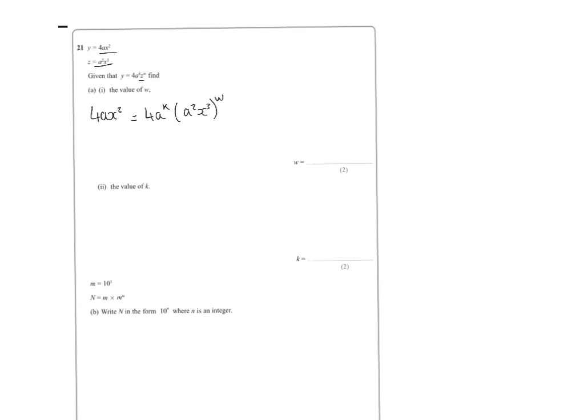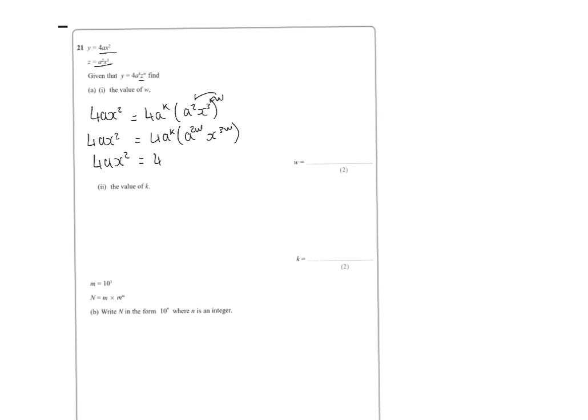Now I'm just going to simplify. So we get 4ax squared on this side. Now on this side, if I simplify using laws of indices, we know that if we raise something to the power of the power, we times the powers. So we get a to the power of 2w, so we're timesing that, and then x to the power of 3w.